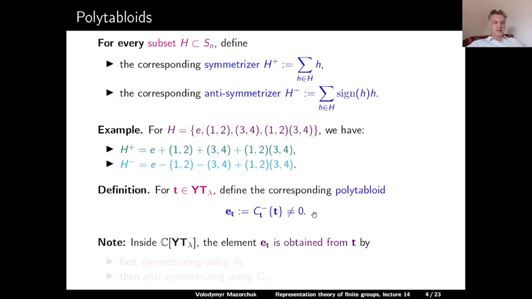Also note that inside the regular module, which is given by the action of Sn on the set of all Young tableaux of shape lambda, the element ET is obtained from T by first symmetrizing using the row stabilizer of T. So this is how we get tabloids. And then we antisymmetrize using the column stabilizer of T. So we play the rows and columns against each other in this definition in two different ways, by symmetrizing with respect to one and antisymmetrizing with respect to the other.